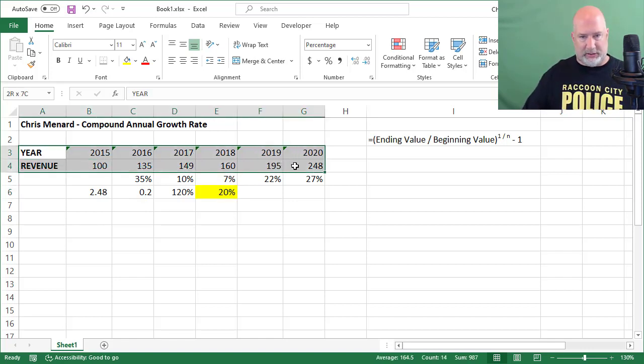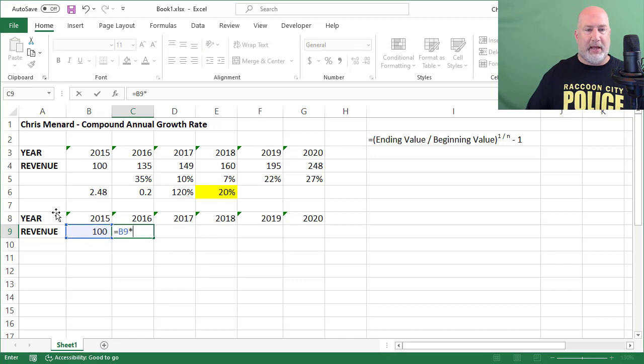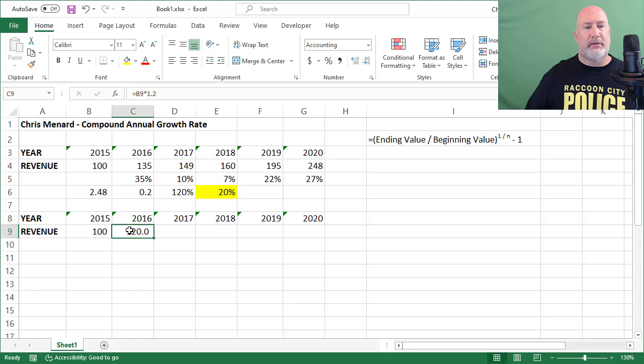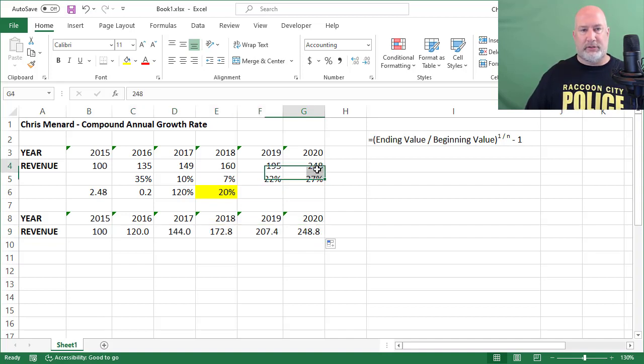Really easy to test. Just copy your initial data, paste it. I'm going to highlight and get rid of these numbers. So I'm saying every year I'm growing at 20%. So there's 100, 20% added on, crosshairs, compounding is working. Little rounding going on there. It's 248.8 versus 248. But remember, it was actually, just to make it clear, 19.92.